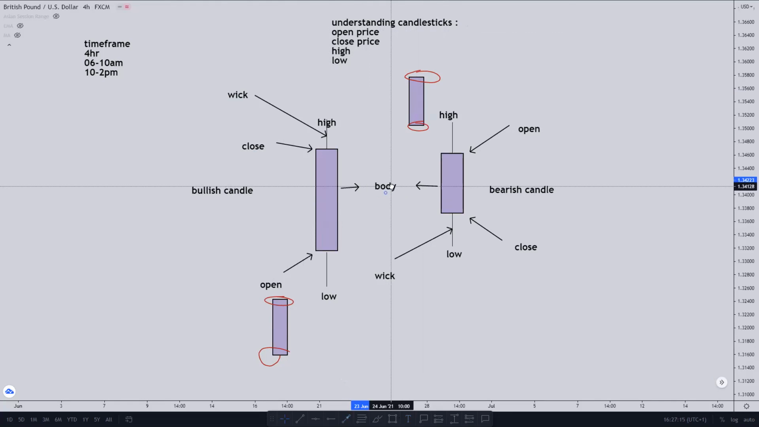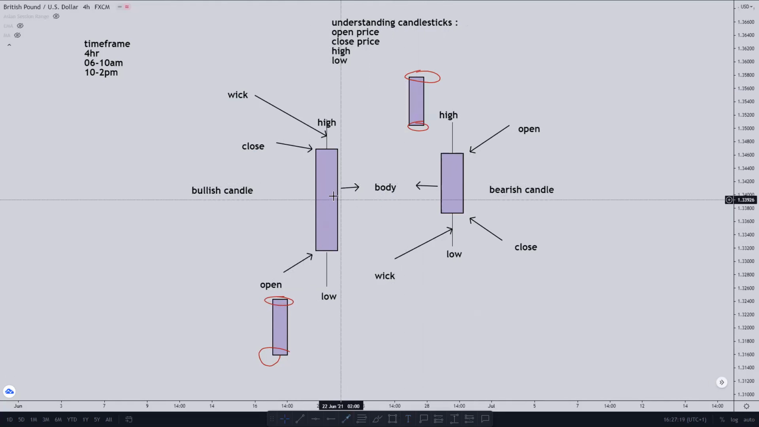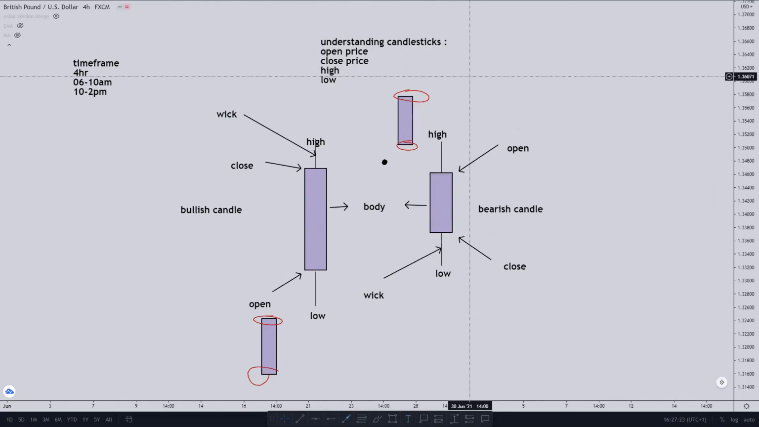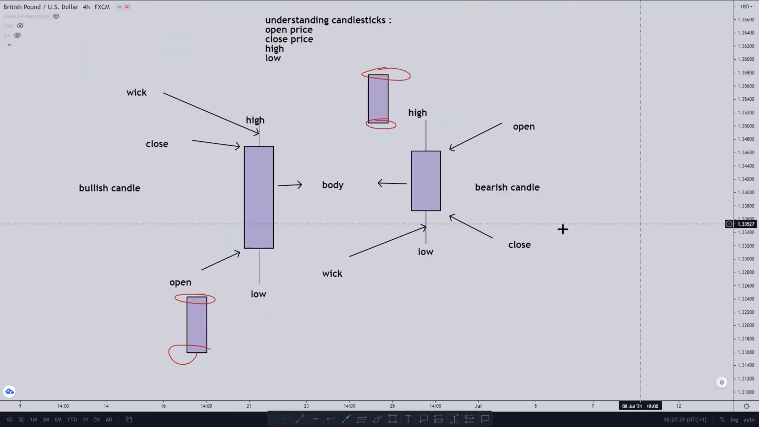I don't want to hear anyone saying that I don't understand candlesticks from here, right? So this is the body, this is the body, this is the body, this is the body. This purple area is the body, right? Okay, now let's go back. So these are the characteristics of the candlesticks. These are what these things mean, right?